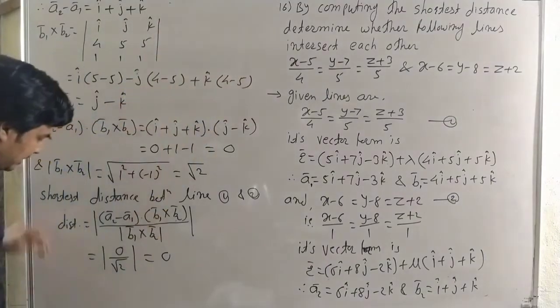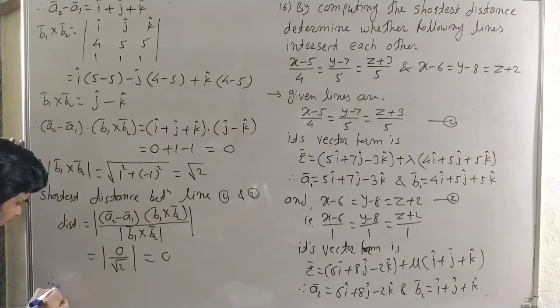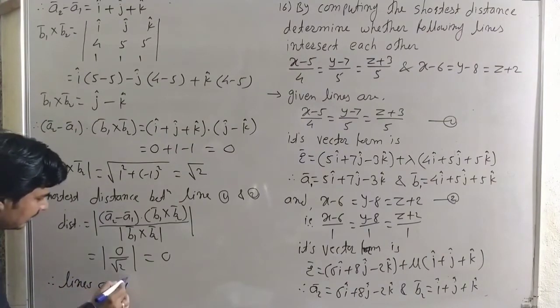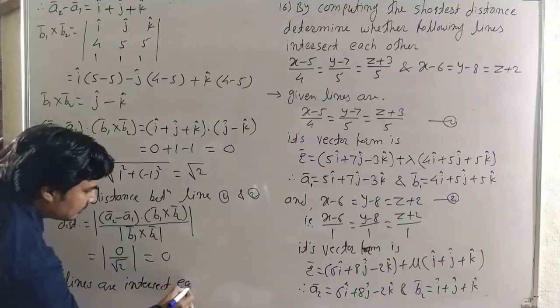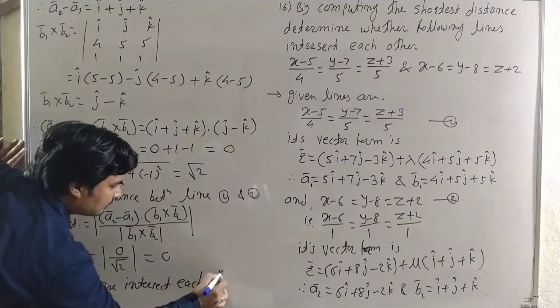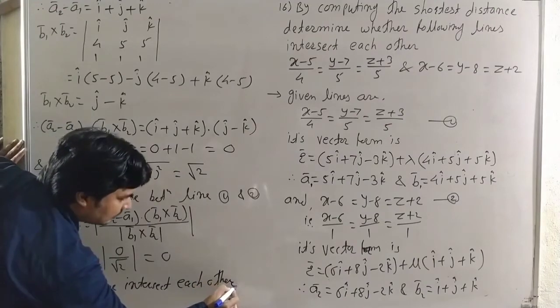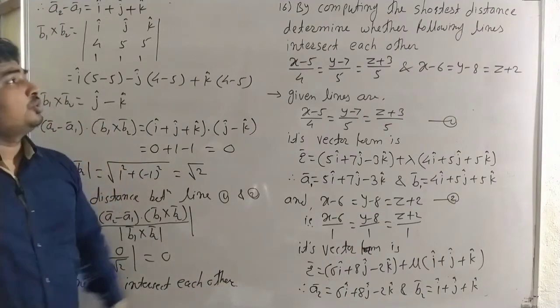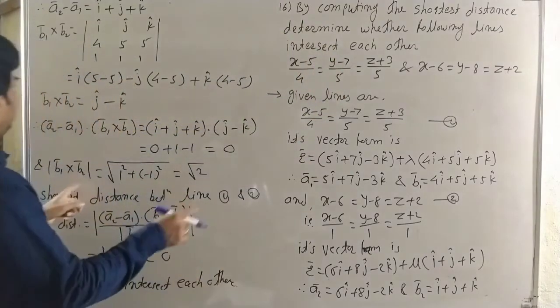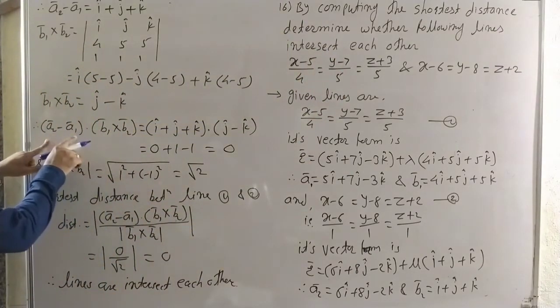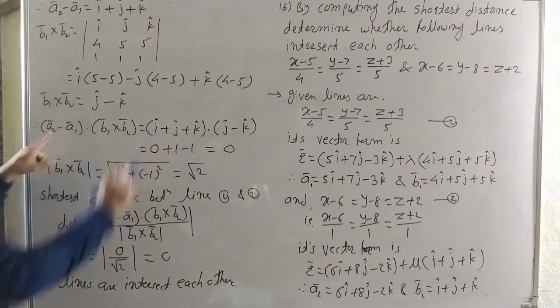Then the lines intersect each other. Okay. Here the question only asks to show that the lines intersect each other. Then we only need to satisfy this condition: a2 bar minus a1 bar dot b1 cross b2 is equal to 0.